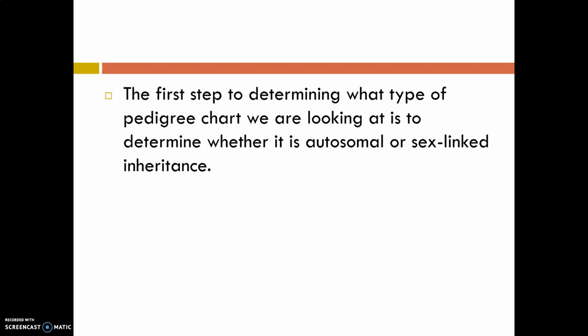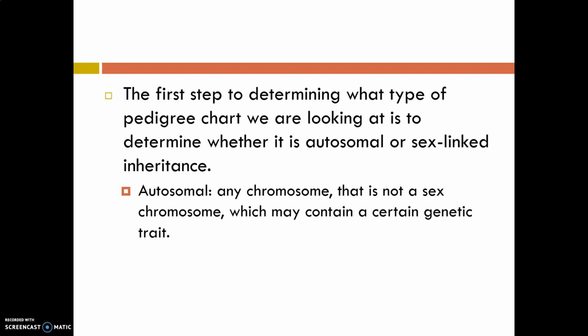Okay, so we generally are going to do this in a stepwise function. The first step to determining what type of pedigree chart you're looking at is to determine whether it's autosomal or sex-linked inheritance. So that's going to be the first question that you ask yourself, autosomal or sex-linked. The main way to identify the difference there is autosomal means that it's going to be found on any chromosome that is not a sex chromosome. So any chromosome that contains a genetic trait that is not one of the sex chromosomes, so not the X or Y chromosome. So generally what this means is autosomal traits are going to affect males and females fairly equally.